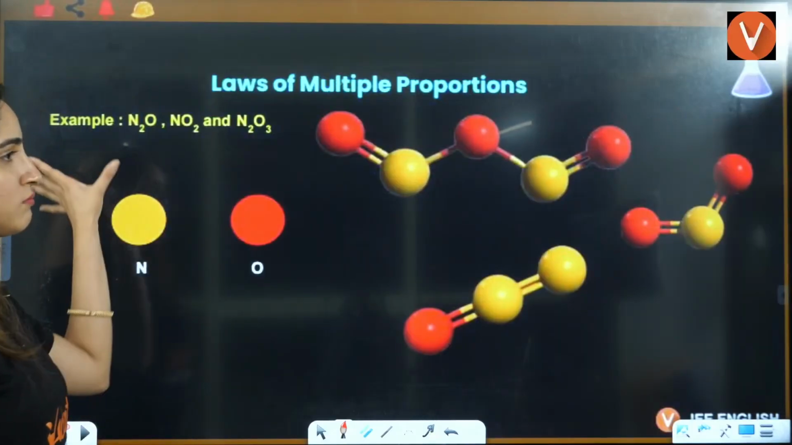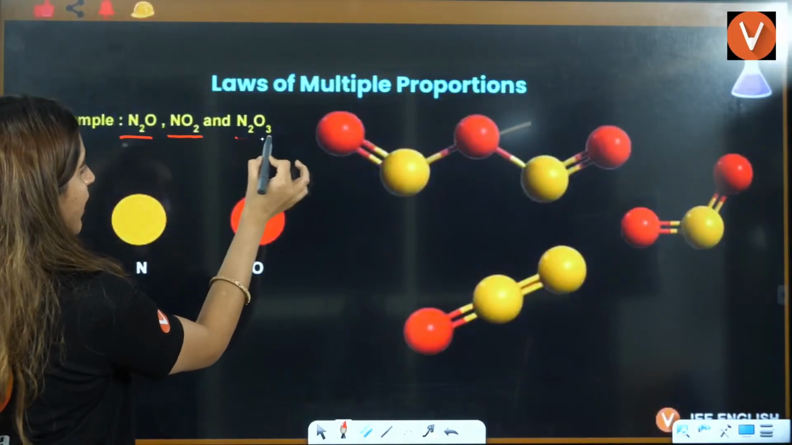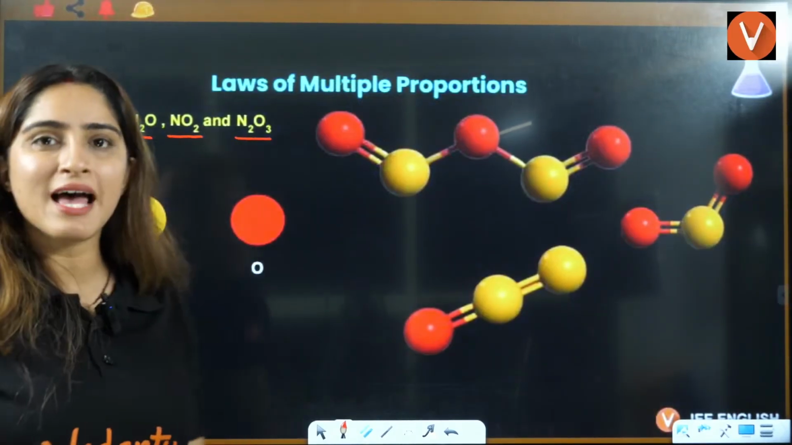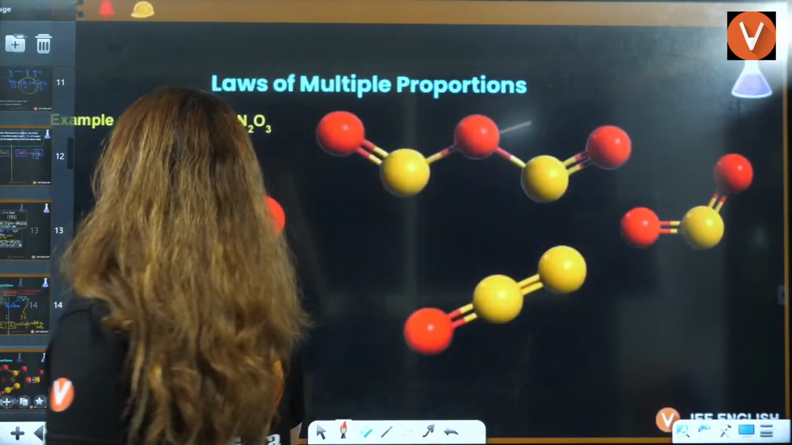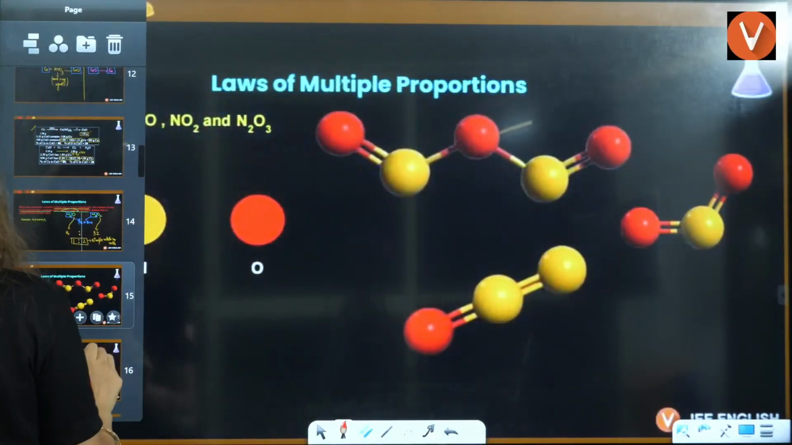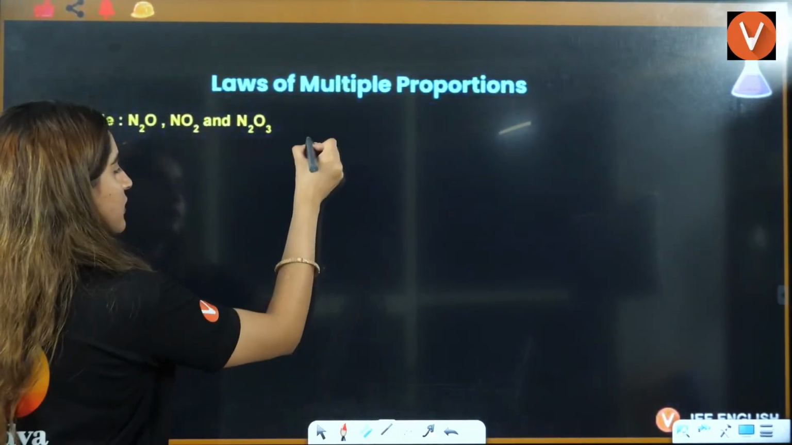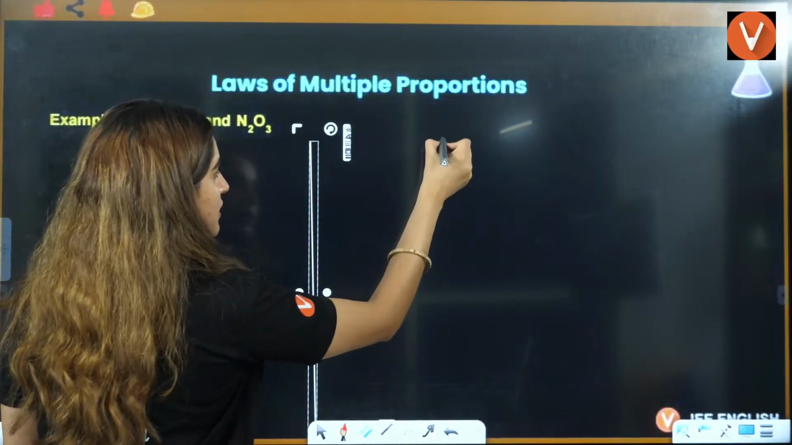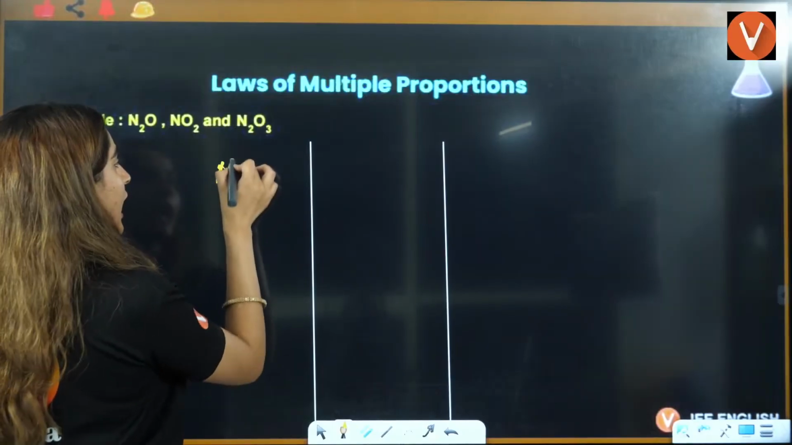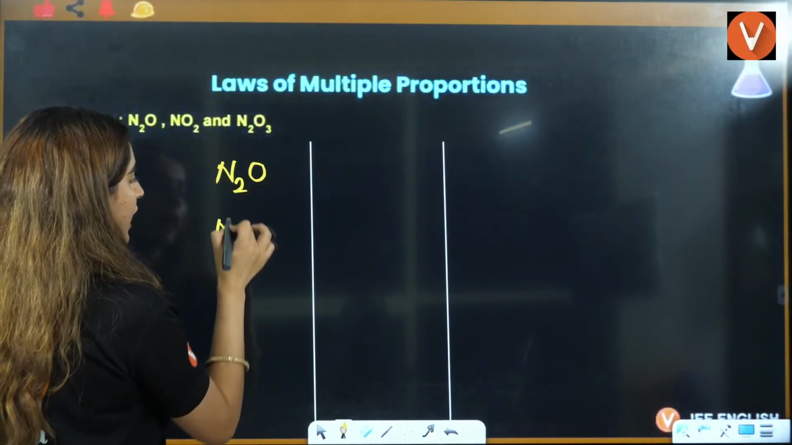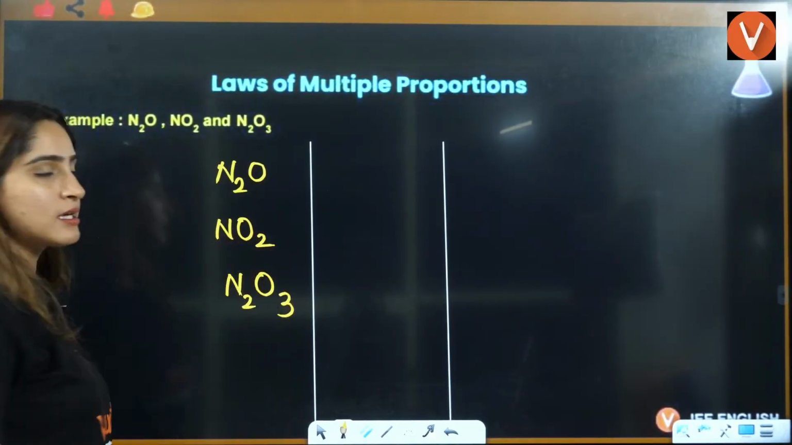Now, other examples are like you have N2O, you have NO2, you have N2O3. Which mass can I fix here? I'll tell you how to fix this thing. That's a very, very interesting thing, especially for nitrogen.